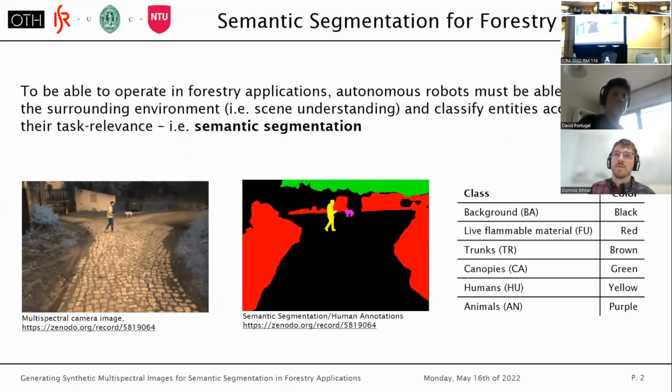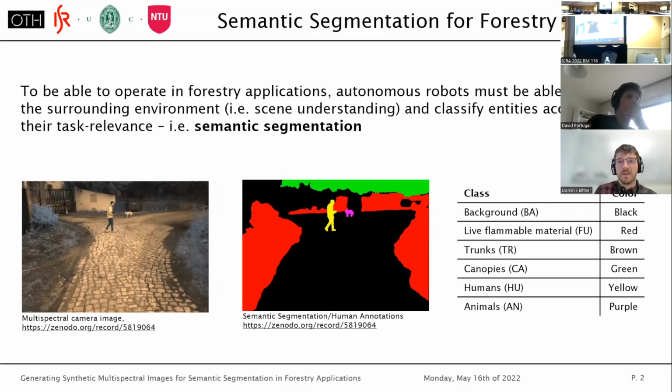First of all, we need to define what semantic segmentation in forestry robotics is. To be able to operate in forestry applications, autonomous robots must be able to perceive the surrounding environment and classify entities according to their task relevance. For example, semantic segmentation, which is the classification of individual pixels. These are supervised models using pre-annotated datasets. But when these models reach their performance limits due to the limited amount of annotated data, data augmentation can extend these datasets to improve the original training.